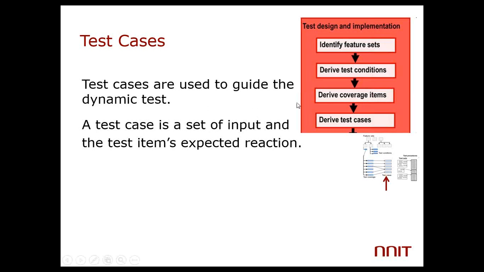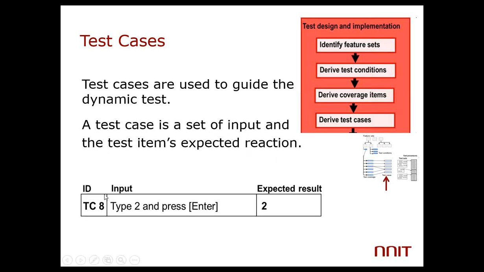Right. The next thing we have to do is to derive the test cases. So how are we actually going to test this? A test case is a description of how you should actually test. It consists of input and the expected reaction from the system, and an ID, of course. So this is a very small example of a test case where you have an identification, the input that you're going to press on your test item, and the expected results.